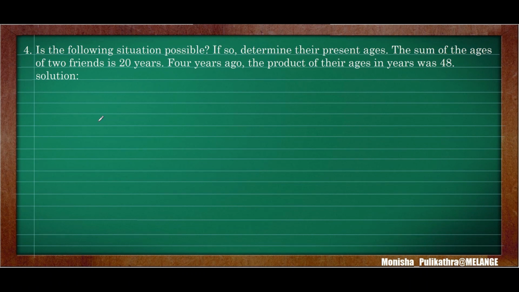Moving on to the fourth question. The fourth question says: is the following situation possible? If so, determine their present ages. The sum of the ages of the two friends is 20 years. 4 years ago, the product of the ages in years was 48. There are two friends whose sum of the ages is 20 years, and we don't know the age of both.